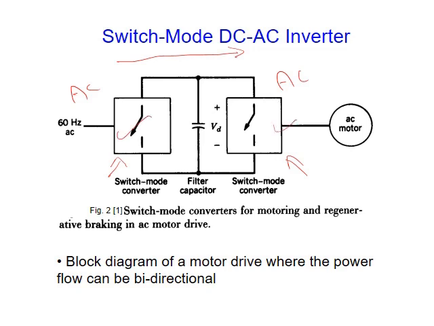And if we have energy to return to the supply, as an example in electrical braking, we have energy going back from the load to the source. Now it can, because here we have control switches. This one will act as a rectifier, and this one will be the inverter.